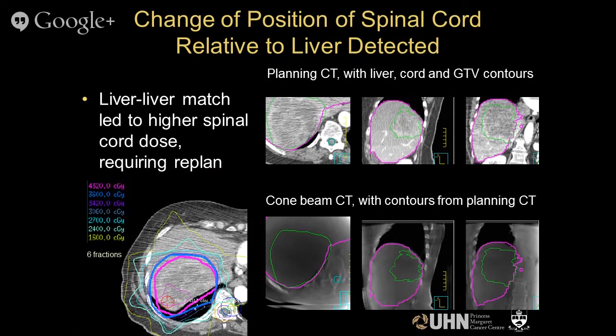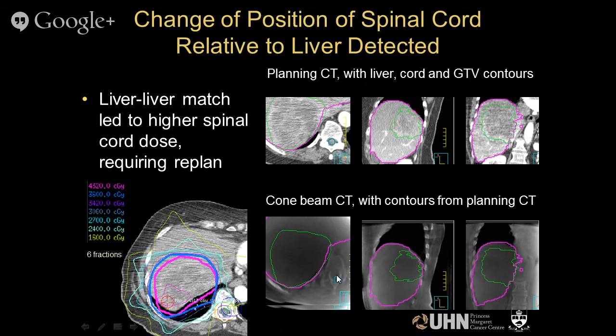This is an example early on of an offset that we saw that wasn't necessarily anticipated. Due to the baseline shift in liver position relative to vertebral body, when the patient was treated with cone beam CT and there was liver image guidance, these contours are from the planning CT and they're overlying the cone beam CT, so the liver matches quite nicely.